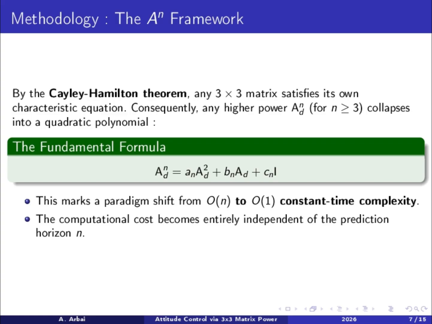Here is the fundamental methodology. By the Cayley-Hamilton theorem, any 3 by 3 matrix satisfies its own characteristic equation. Consequently, any higher power of our discrete matrix collapses into a quadratic polynomial. This marks a paradigm shift from O(n) to O(1) constant time complexity. The computational cost is now entirely independent of the prediction horizon n.